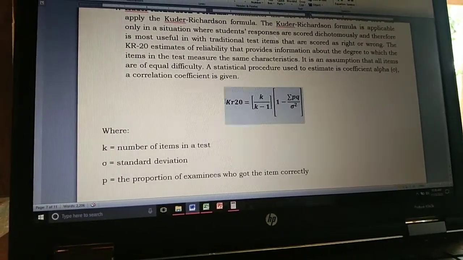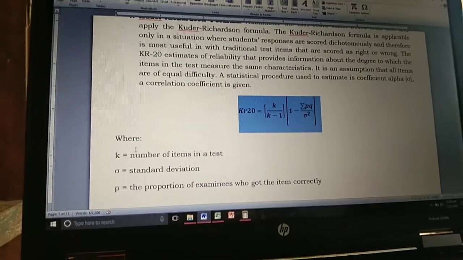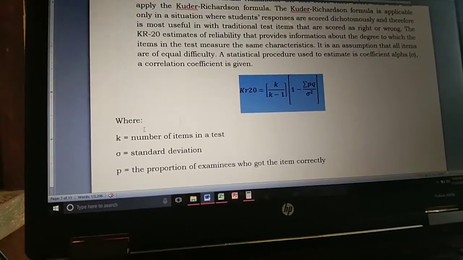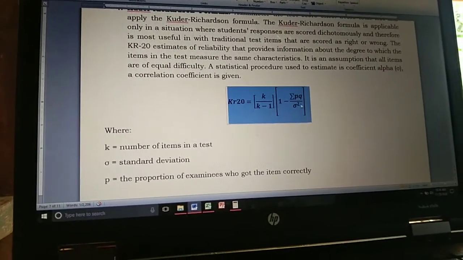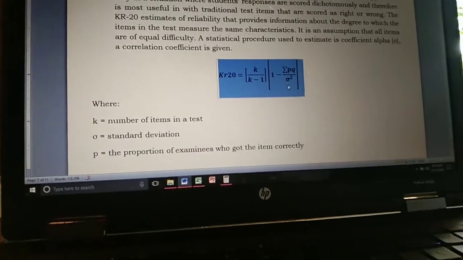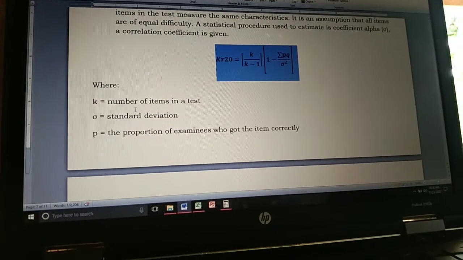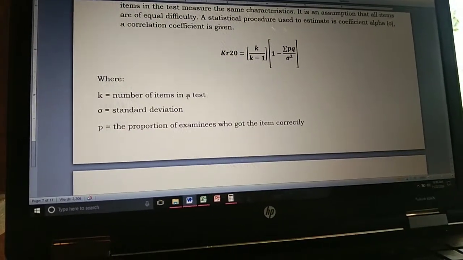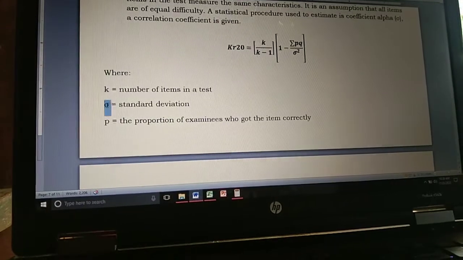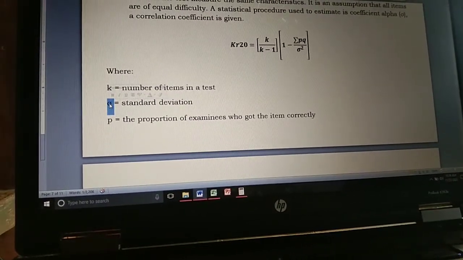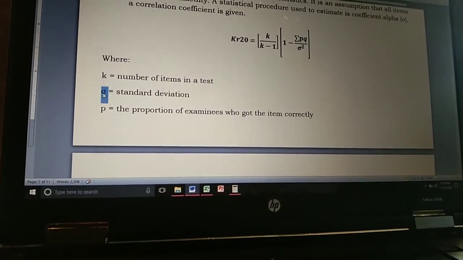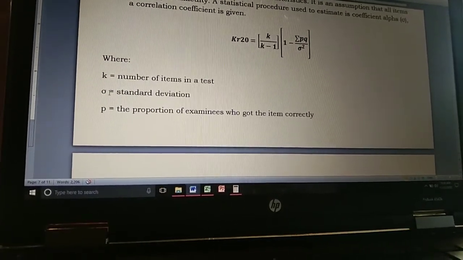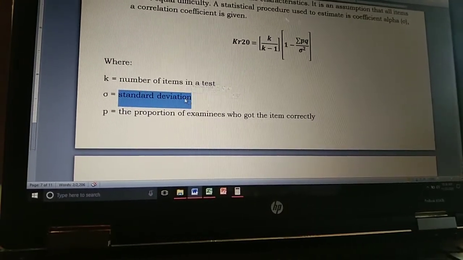So we have here the formula of the Kuder-Richardson. So we have KR20 is equal to K divided by K minus 1, times 1 minus summation of PQ over the standard deviation squared, or the coefficient alpha, where K is the number of items in the test. Okay, this symbol, the alpha, stands for the standard deviation.